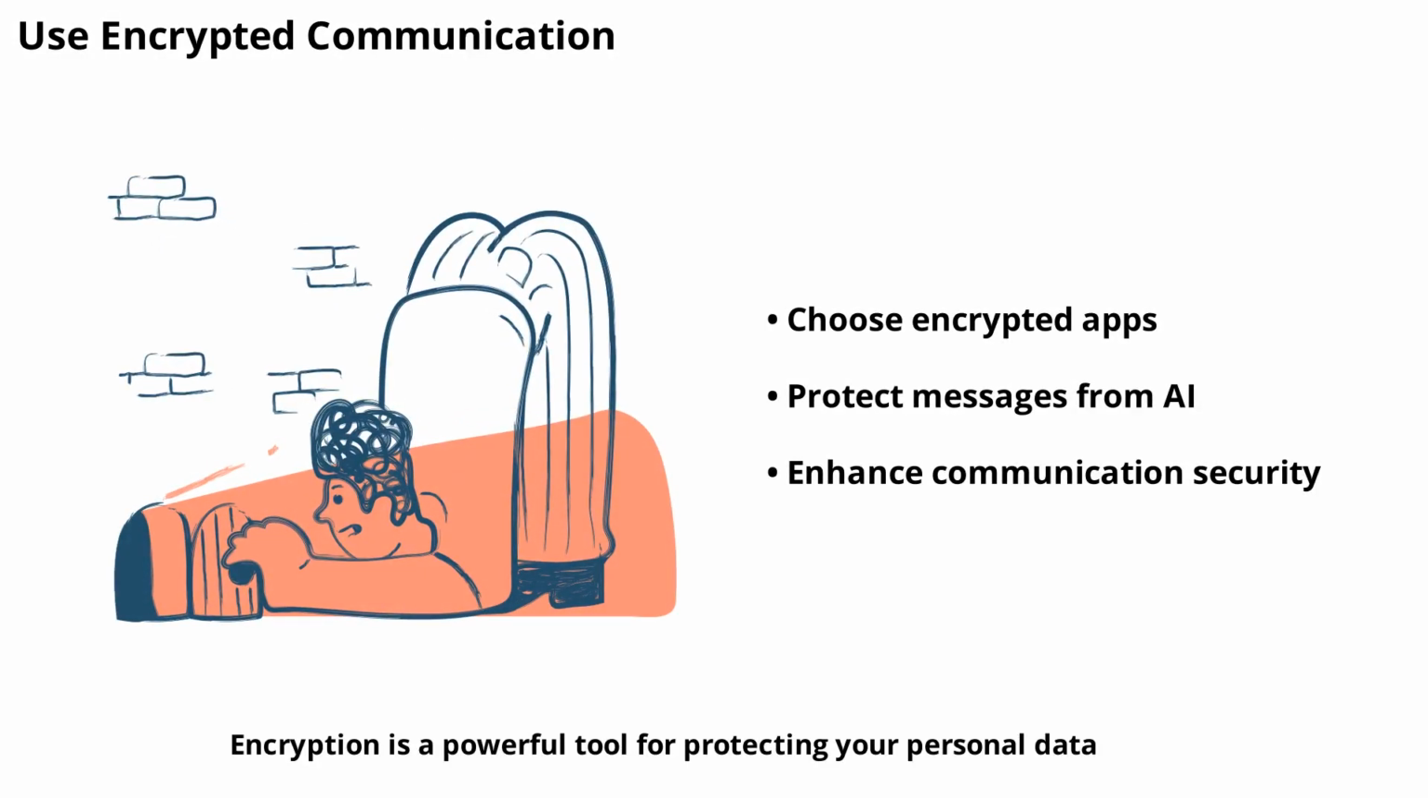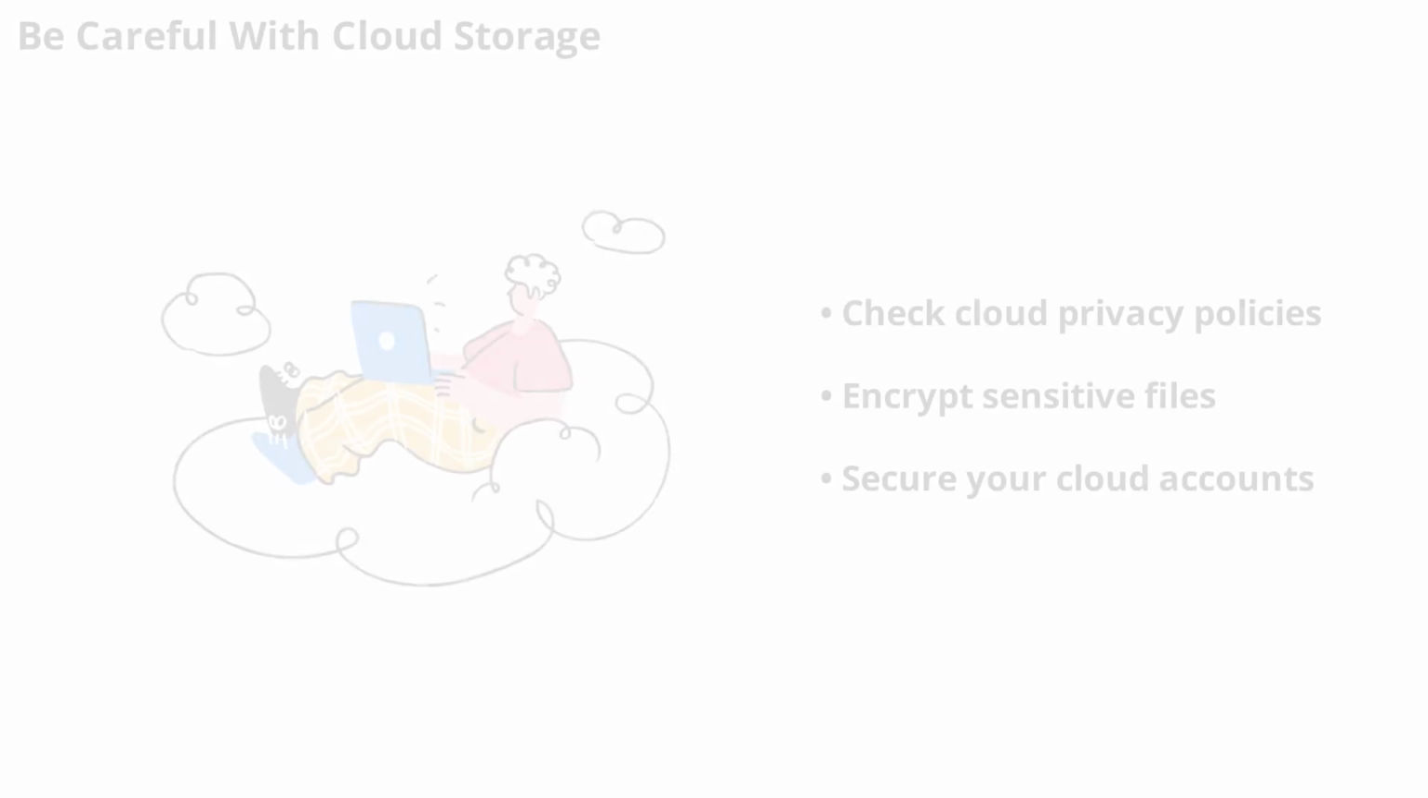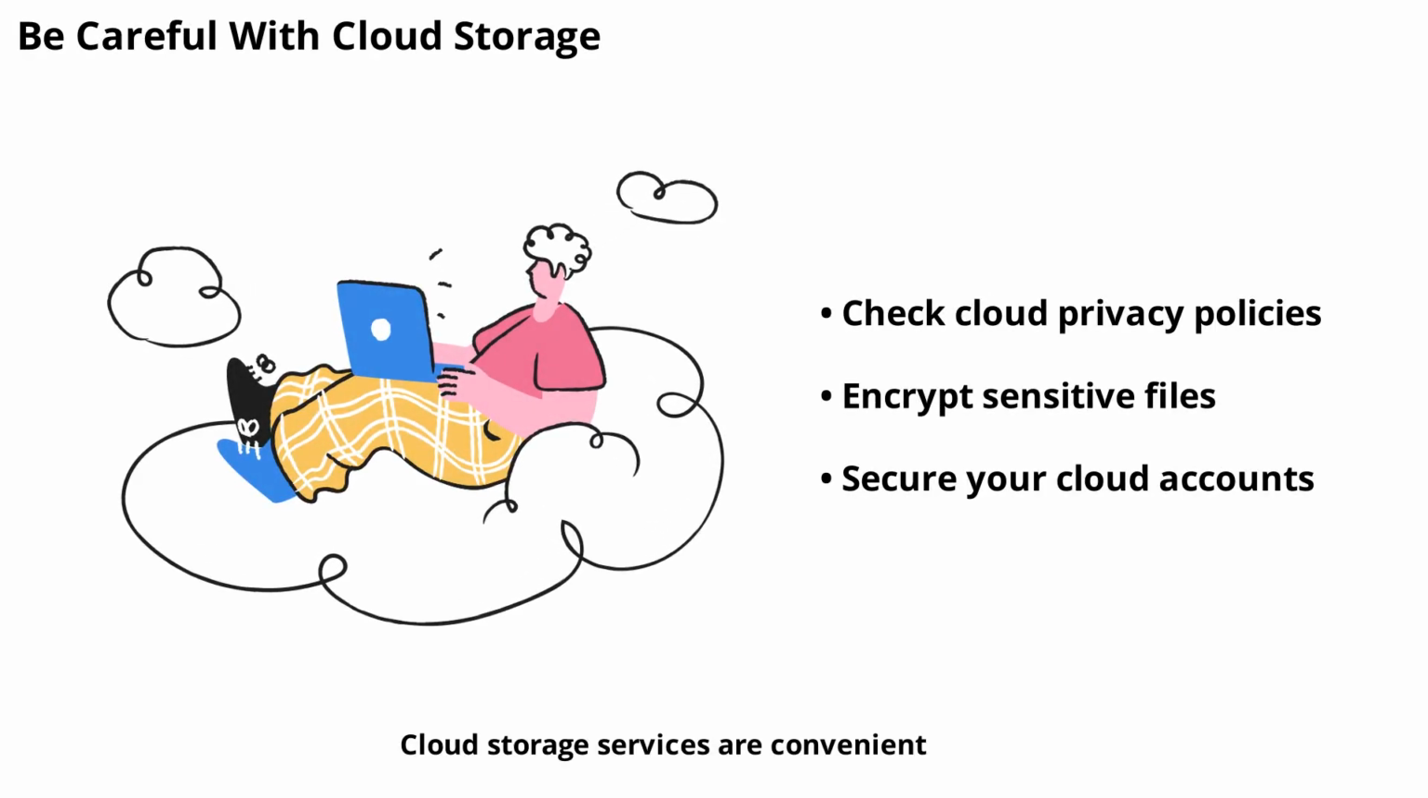Encryption is a powerful tool for protecting your personal data. Use messaging apps and email services that offer end-to-end encryption. This ensures that only you and the intended recipient can read your messages, keeping them safe from prying eyes and AI training datasets. Encryption adds a strong layer of security, making it much harder for unauthorized parties to access your private information.